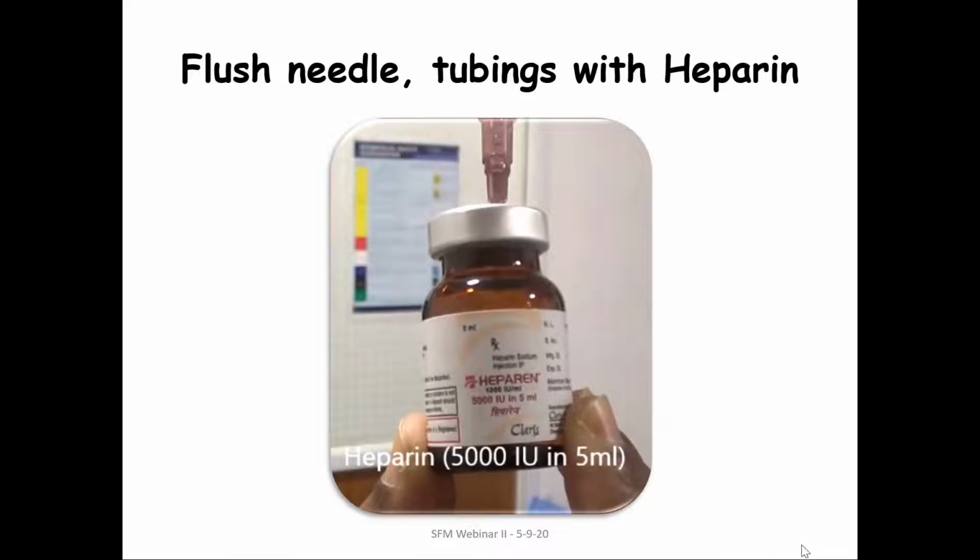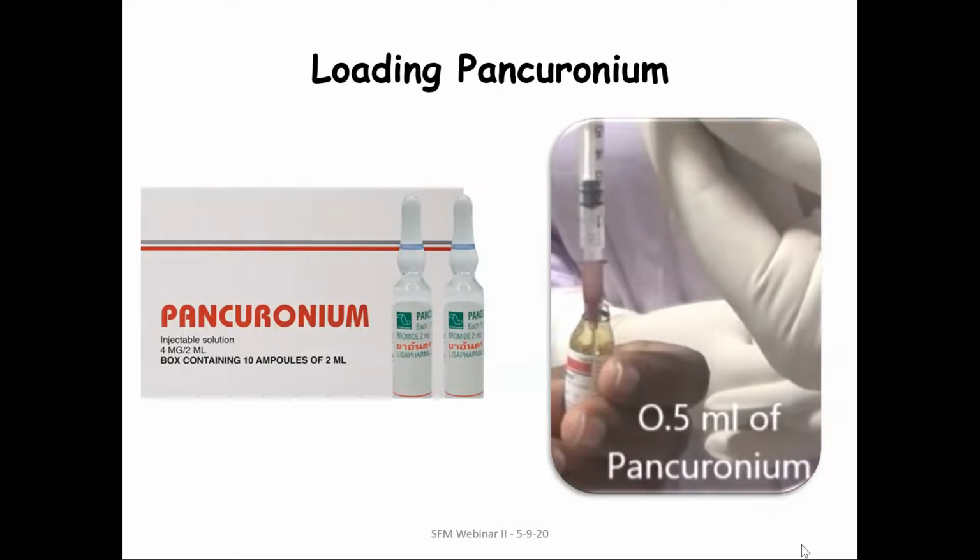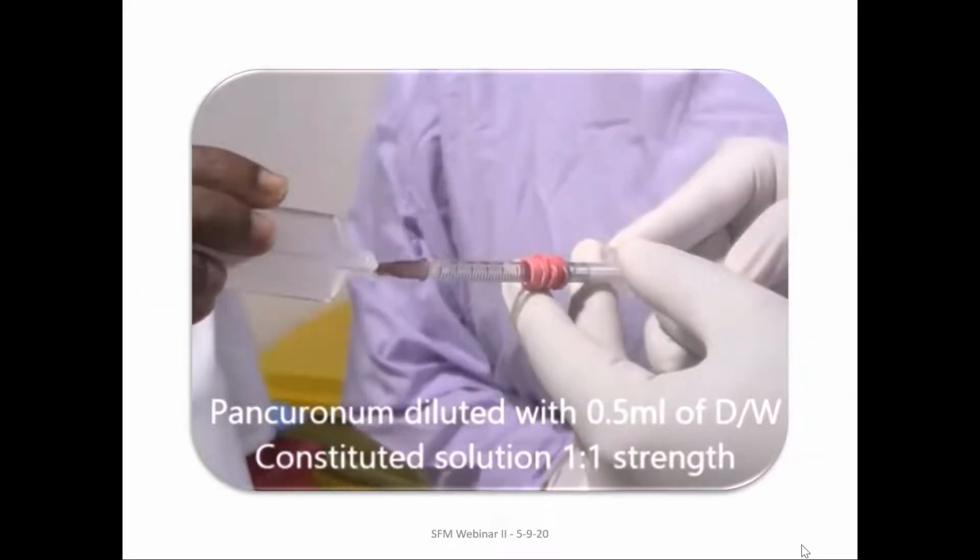Now, the first step before you begin the transfusion is to flush the needle and your tubings with heparin so that there's no question of blood clotting inside the needle or the tubings. You would then load pancuronium, which is the muscle relaxant that we generally use. 0.5 ml of pancuronium is diluted with 0.5 milliliters of distilled water, and then the dose that you need to give will be discussed subsequently.